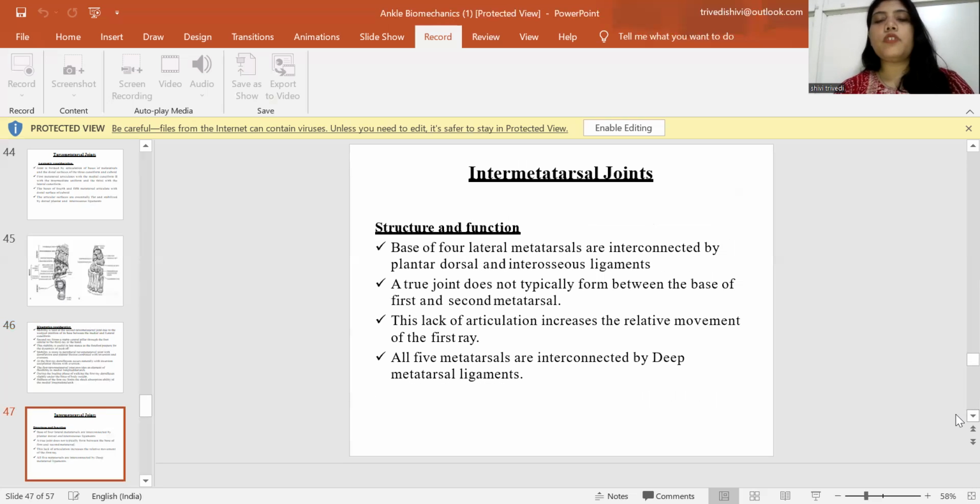Intermetatarsal joint function. The bases of the four lateral metatarsals are interconnected by plantar, dorsal and interosseous ligaments. A true joint does not typically form between the bases of the first and second metatarsals. This lack of articulation increases the relative movement of the first ray. All five metatarsals are interconnected by the deep transverse metatarsal ligament.